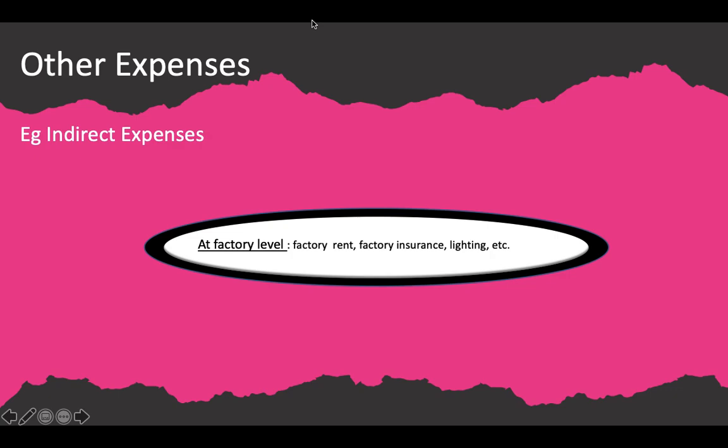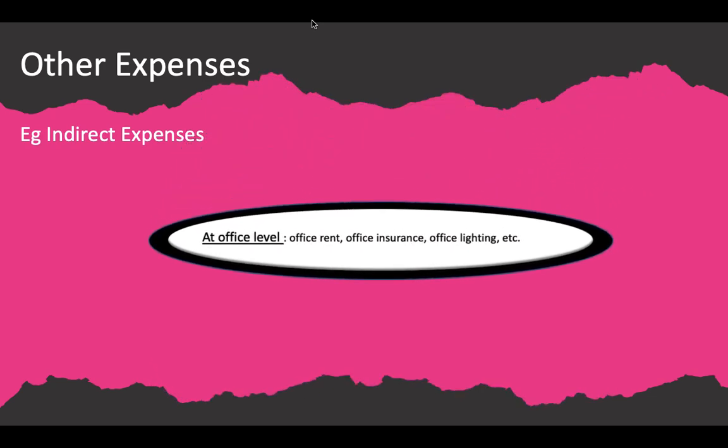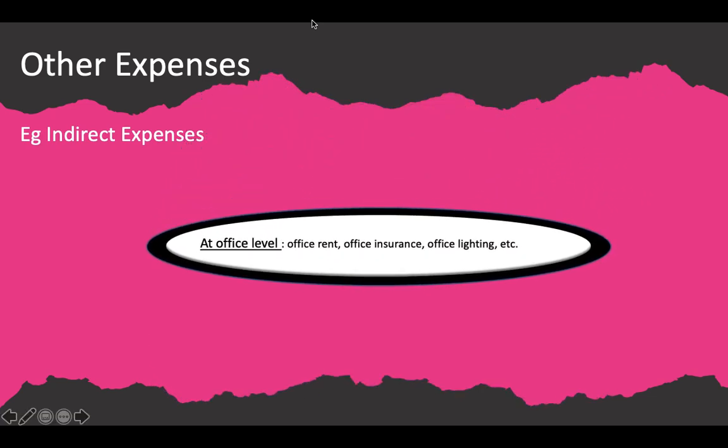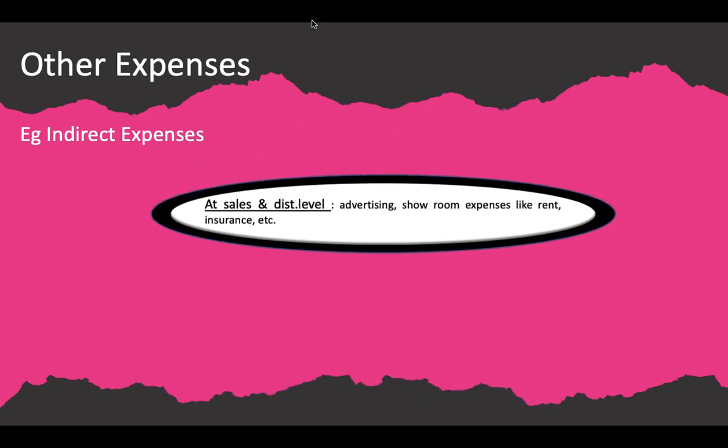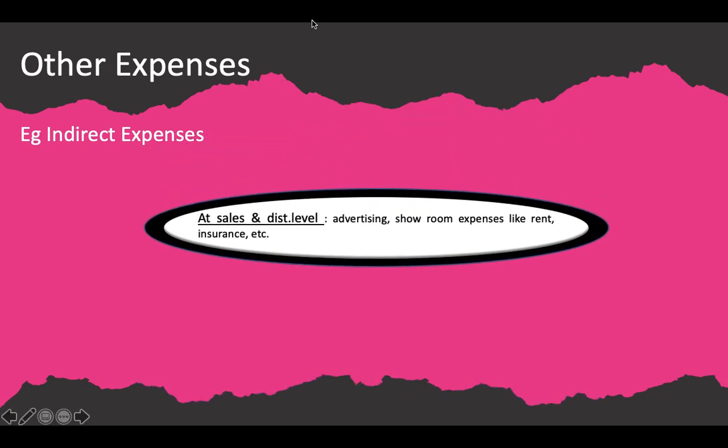...are still to be paid and can be considered as indirect expenses. Same as at office level, we have office rent, office insurance, office lighting, etc. Same as at selling and distribution level, advertising charges, showroom expenses like rent, insurance, etc. In all the categories, whether factory, office, or sales and distribution level, we have rent and other expenses. But based on the particular level, we can differentiate those things.